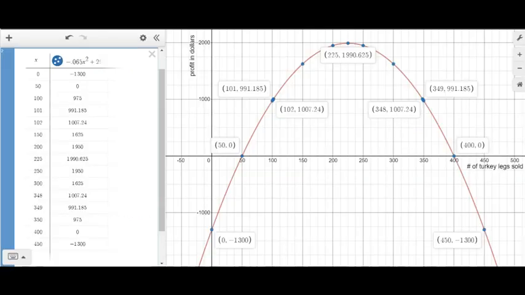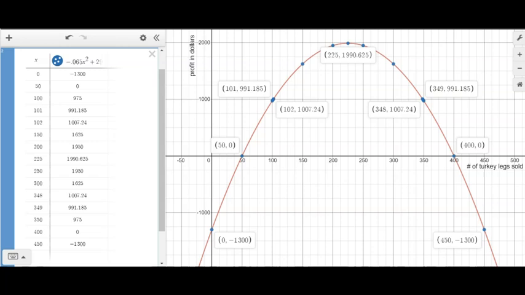So we can see here on the graph, I'm using Desmos to display this, negative $1,300 located here on our y-intercept. And again, that represents the cost or the expense for supplies, staffing, startup costs, all of that, just to run the booth prior to them even opening and selling any of the turkey legs.